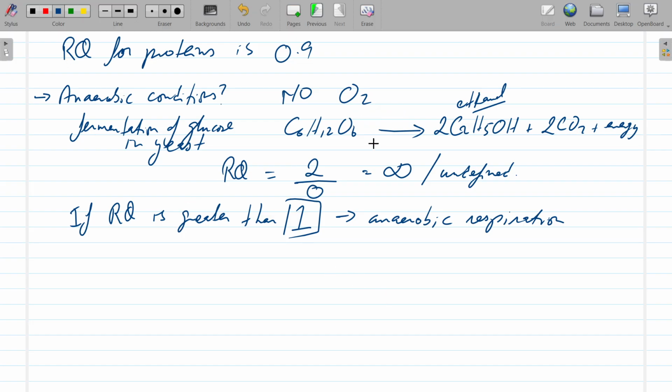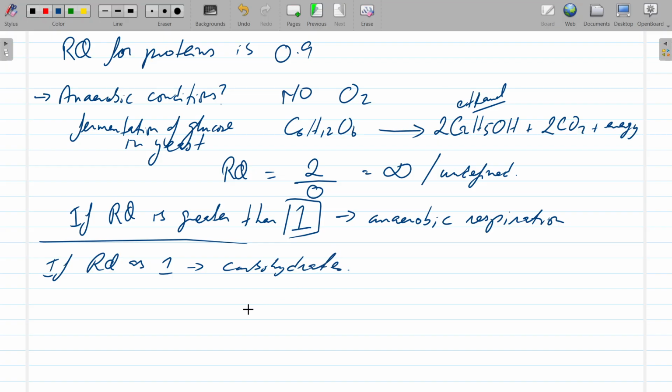Right? It might be completely anaerobic, it might be a mix, it depends. Also, although I just talked about anaerobic respiration, if the RQ is being studied for a certain organism, and the RQ comes as 1, that means carbohydrates are being used for respiration as the primary source.